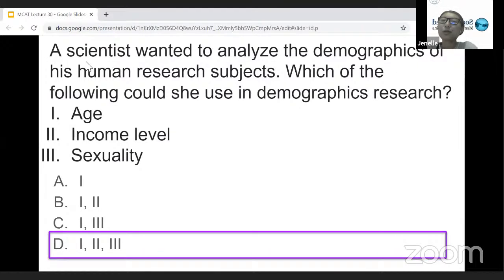And just a quick run through. The scientist wants to analyze the demographics of his subjects. And so which of these, which I mentioned early on throughout our presentations, all the different ways, could he or she use in this demographics research? As we spoke about, age, the different generations, income level, the different classes, and also sexuality, different types of sexuality are all different ways that this researcher can definitely use for her demographics research.